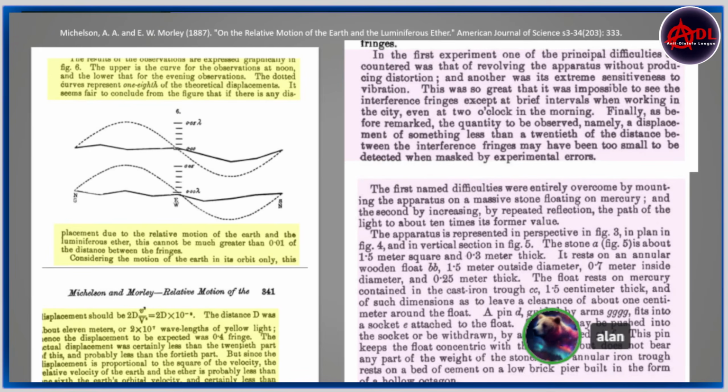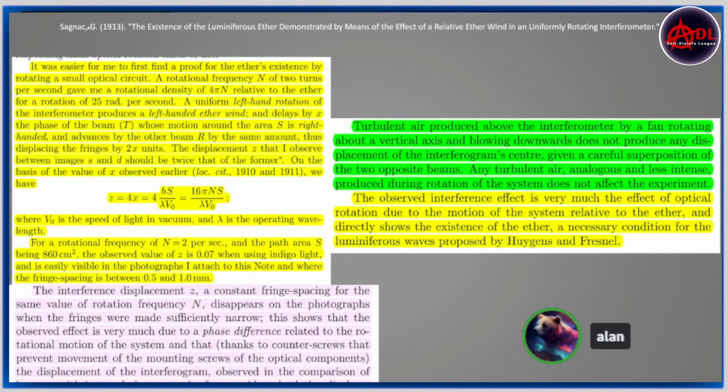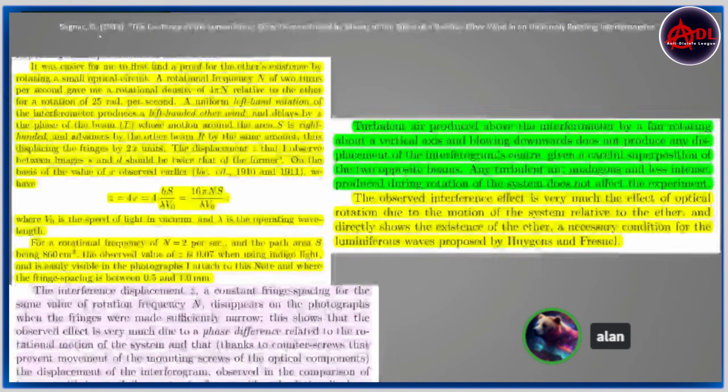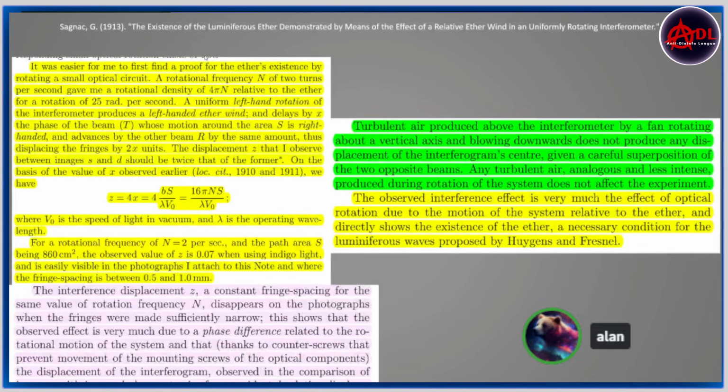So they didn't know what to do with it. They just said, I don't know, maybe the apparatus is broken, dude. So in 1913, Georges Sagnac came along, a French physicist, with a rotating interferometer.